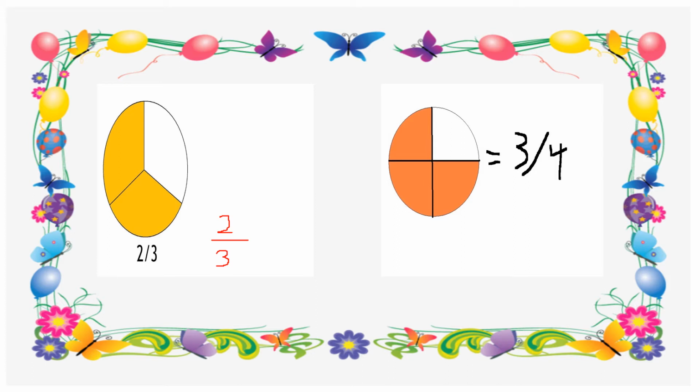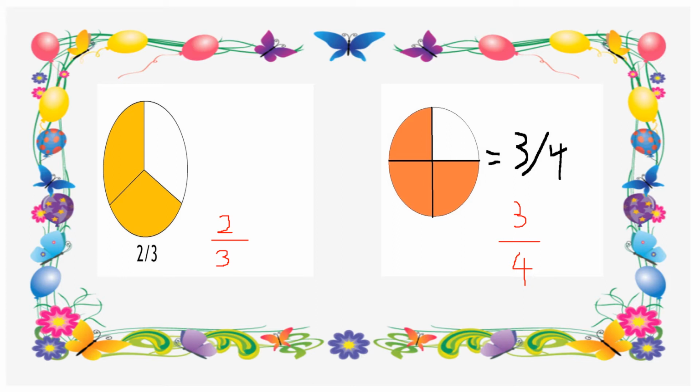Same here. This shape has been divided into 4 equal parts. Let's count together. 1, 2, 3, 4. This can also be written as this, 3/4. We always start with the denominator because it helps us know the total number of parts the shape has been divided into. 1, 2, 3, 4. So our 4 is written below.